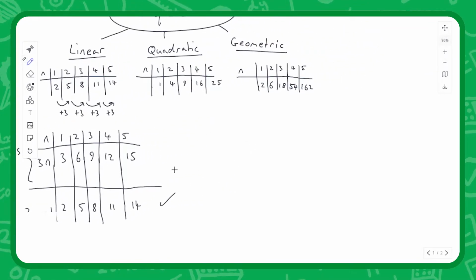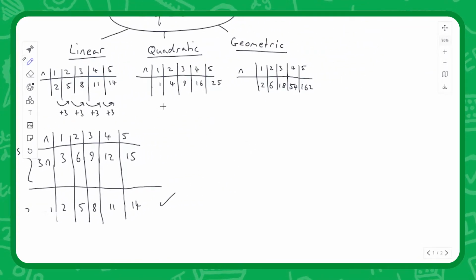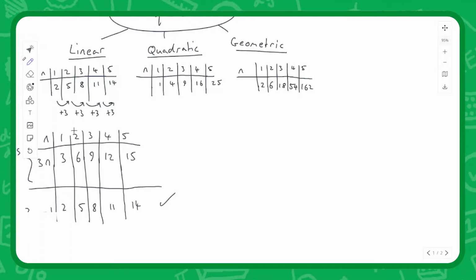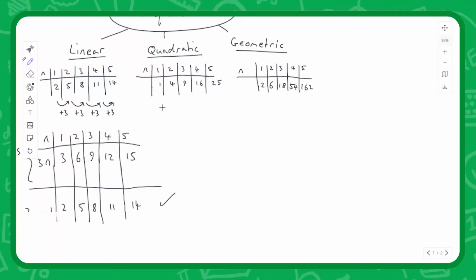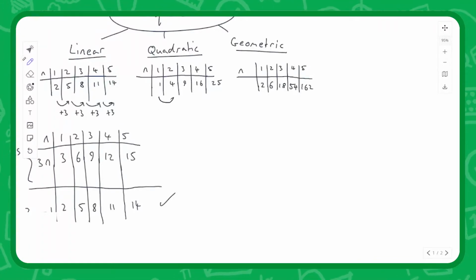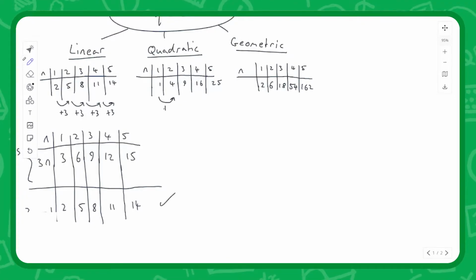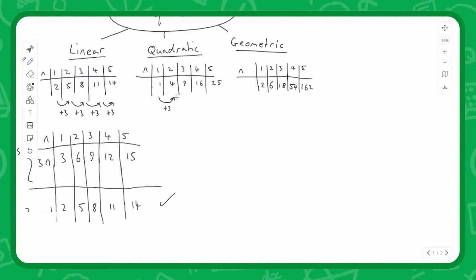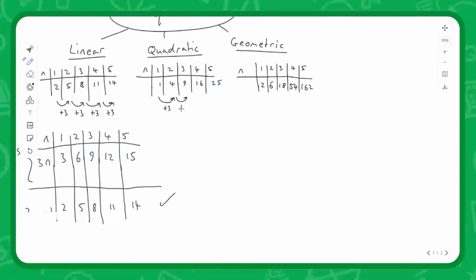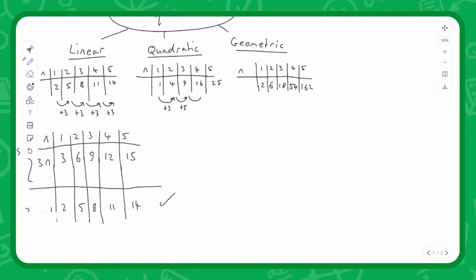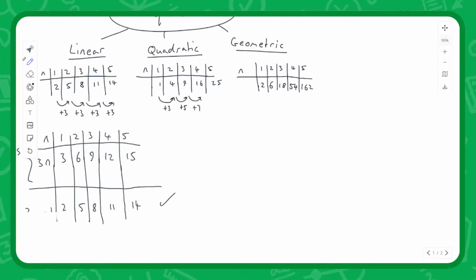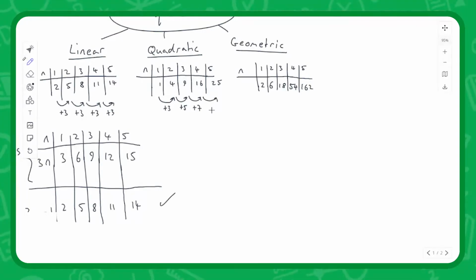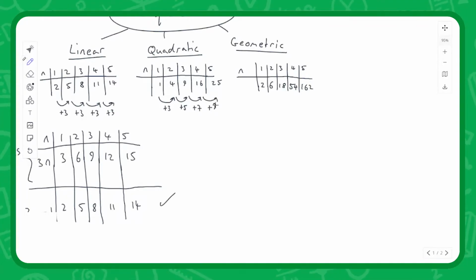Right, let's go on to quadratic sequences. These are slightly trickier. And again, we start off with the same general principle. So we look at the difference between each term. So we've got plus 3 here, 4 up to 9 in this case is going to be plus 5, 9 to 16 is plus 7, and you can probably guess what the pattern is. 16 to 25 is plus 9.